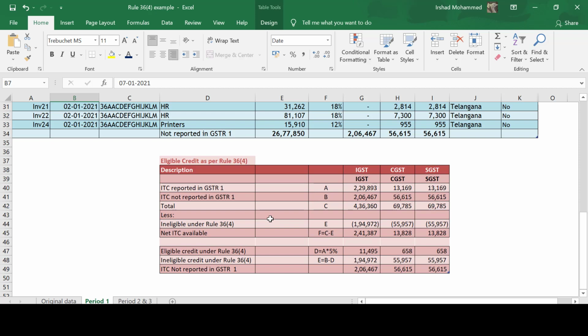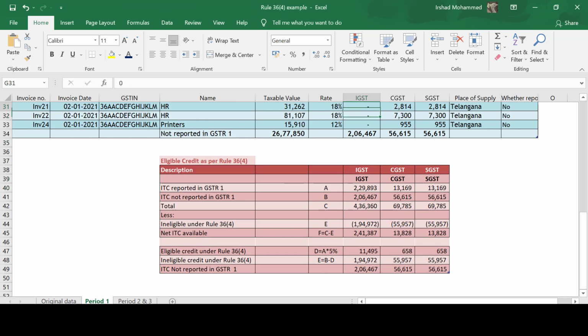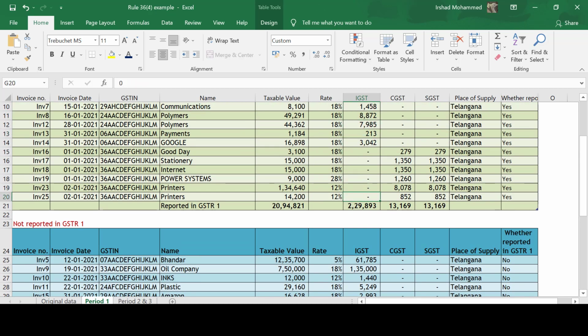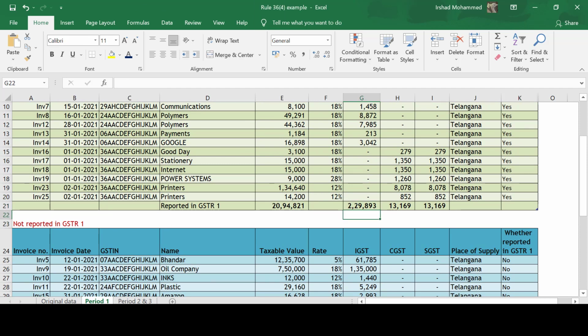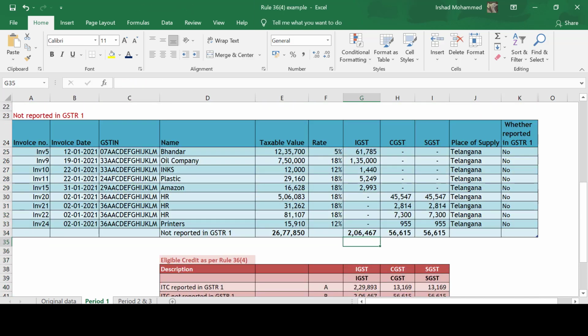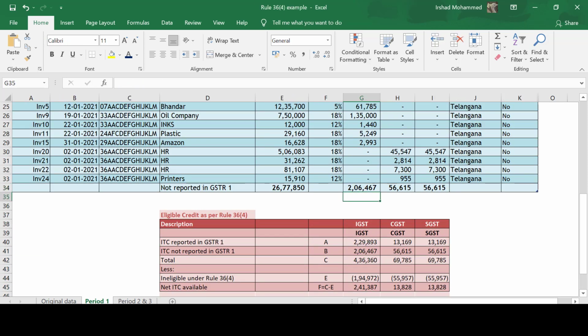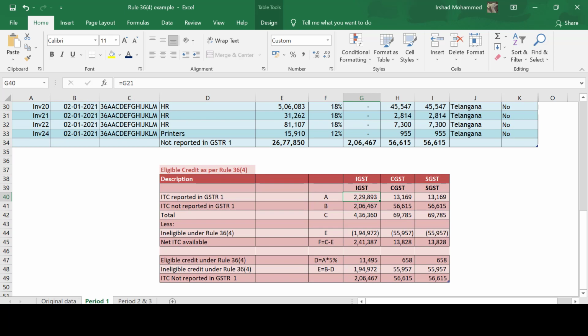So we have ITC reported and not reported in this table. As you can see, it's highlighted here: ITC reported in GSTR1 and ITC not reported in GSTR1. So this data is based on these tables. As you can see, this is reported in 2A or 2B, and this is not reported in 2A or 2B. So this exact data has been replicated in this summarized table: ITC reported in GSTR1 and ITC not reported in GSTR1.